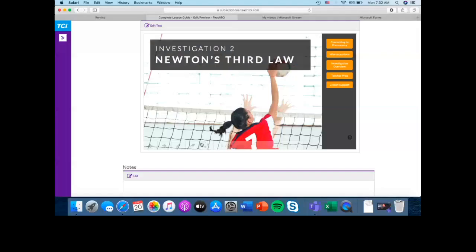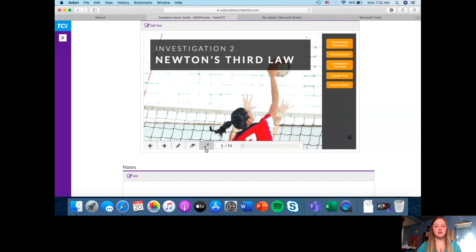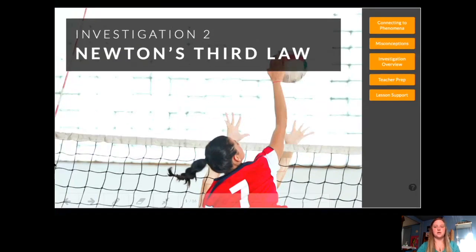Today we're going to do the next investigation, which is looking at Newton's third law of motion. So what is Newton's third law of motion? Well, this is when an object exerts a force on a second object, and the second object exerts a force on that first object with equal strength, but in the opposite direction. So what does that mean? That's what we're going to look at today.